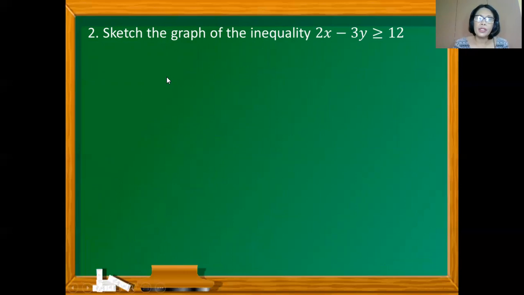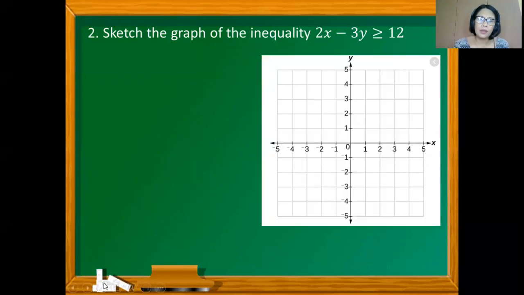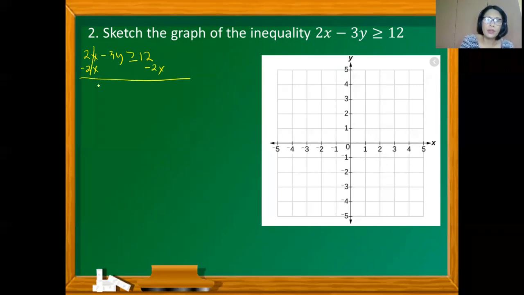Okay, this time we're going to sketch the graph of another inequality. So let us solve for the inequality. We have 2x minus 3y is greater than or equal to 12. So we will add negative 2x on both sides of the inequality. So we have negative 3y is greater than or equal to negative 2x plus 12.